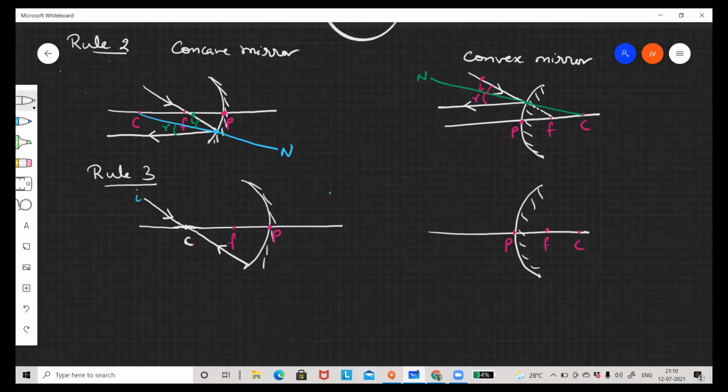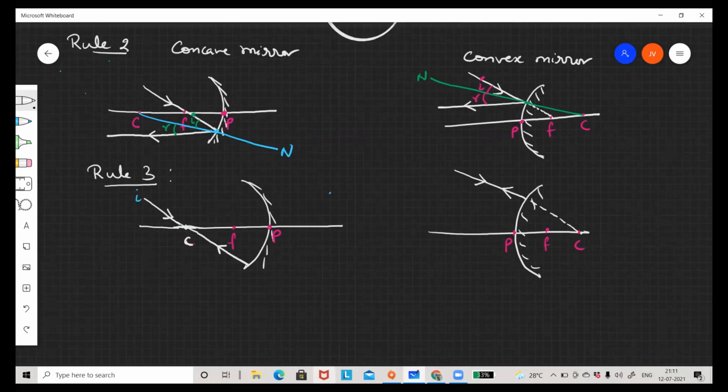So how do we state the rule? Rule 3 is: if a ray of light is incident through the center of curvature, after reflection it follows the same path back. The same thing applies in the case of a convex mirror also. When a ray of light is incident on the mirror in the direction of the center of curvature, then after reflection it follows the same path back. So this is rule 3.